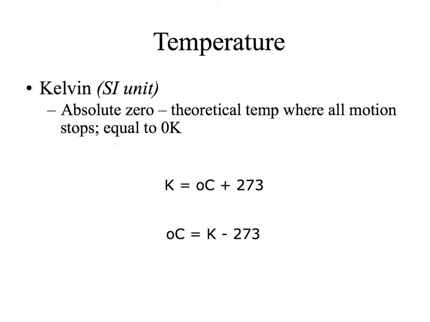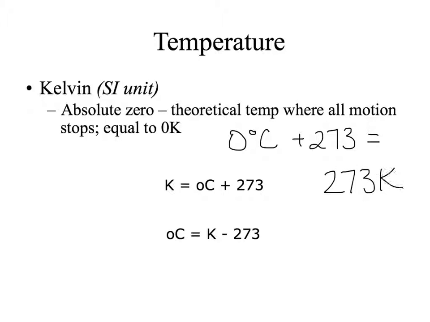So if I had the temperature, our freezing point, 0 degrees Celsius, and I wanted to figure out what that is in Kelvin, I would use this conversion right here, and all I'd have to do is add 273 to get the Kelvin temperature, and that would be 273 Kelvin. So 0 Celsius and 273 Kelvin are the same temperature.